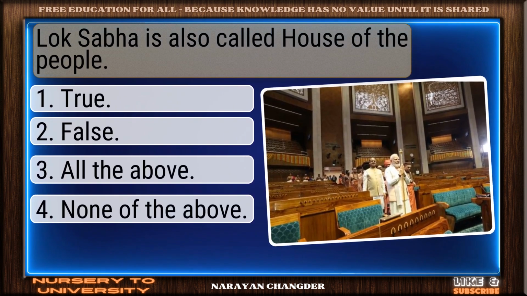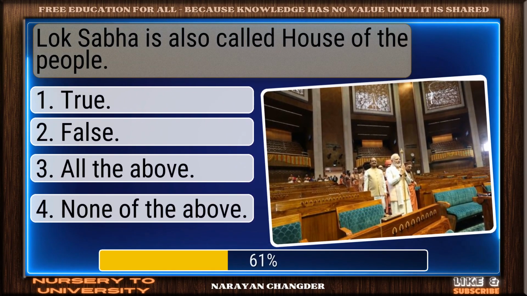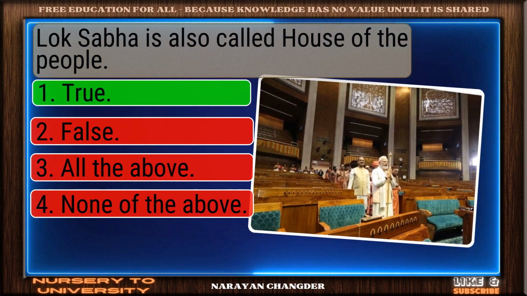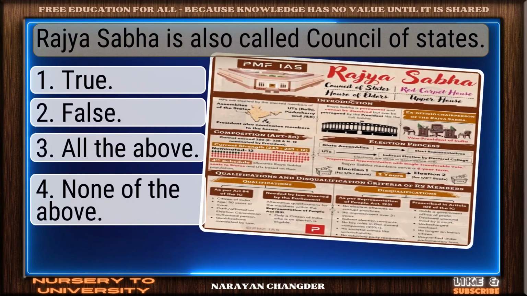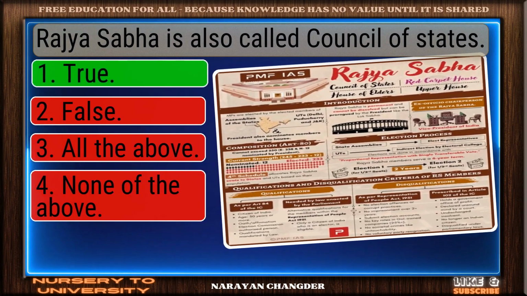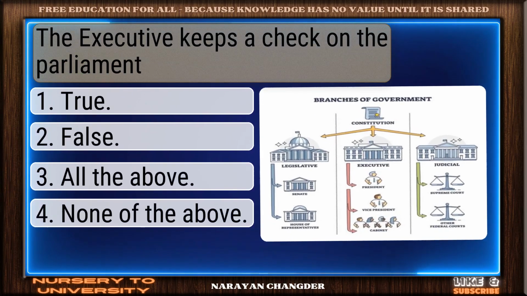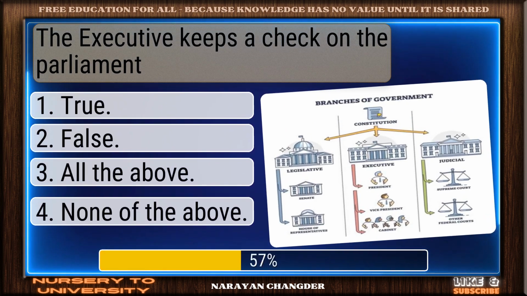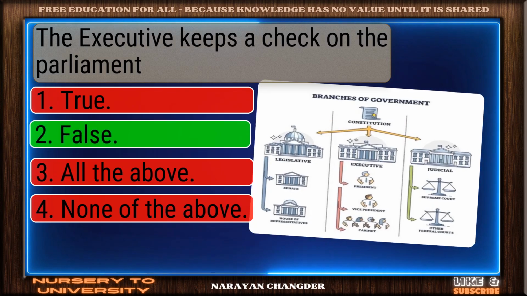Question number 140. Lok Sabha is also called House of the People. Well reasoned. True is the correct choice. Question number 141. Rajya Sabha is also called Council of States. Bravo. True is the answer. Question number 142. The executive keeps a check on the Parliament. Well picked. False is the correct answer.